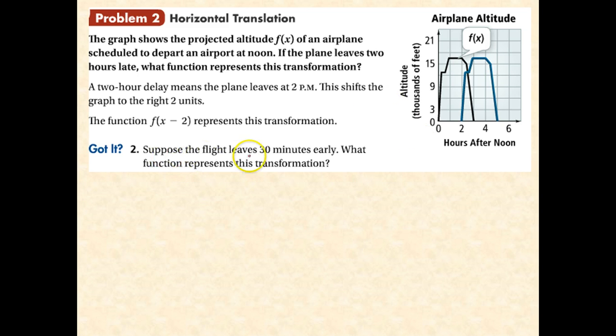So suppose the flight leaves 30 minutes early, so it'd be like back here. These are hours, so 30 minutes would be half of an hour, so that's negative 0.5. If it leaves 30 minutes early, what function represents this transformation? It would be f of x. Now since we're going backwards, it's going to be plus 0.5.